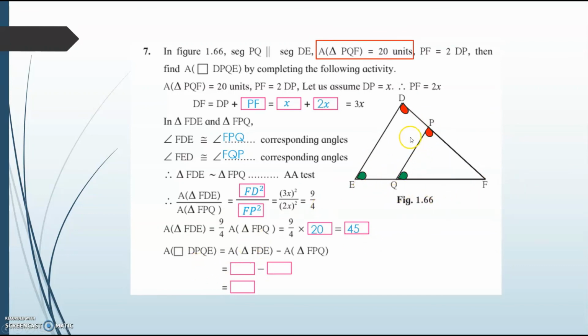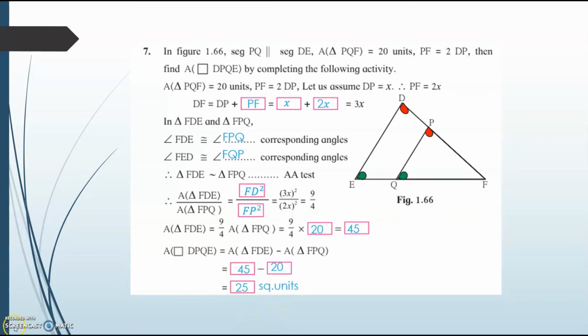Now area of quadrilateral DPQE is our question. So that will be area of triangle FDE minus area of triangle FPQ. Area of triangle FDE, we found it to be 45. So we will put that, and area of triangle FPQ, they have given it to be 20. When you subtract, you will get 25. And always the areas need to be written as square units. So this is how we do sum number 7.